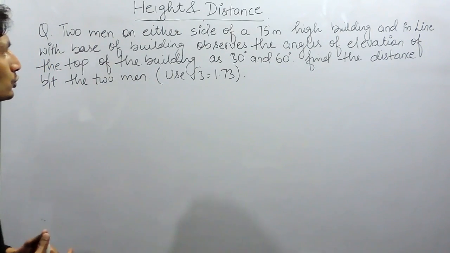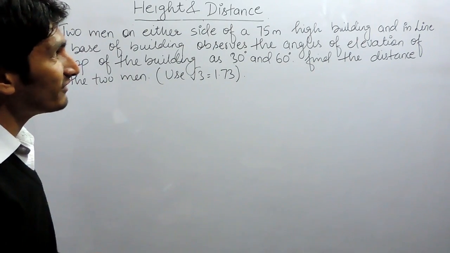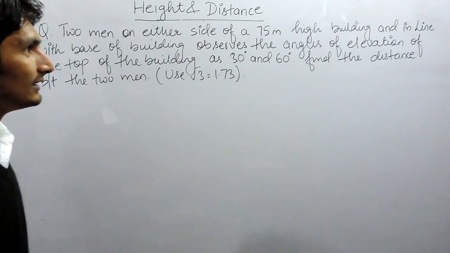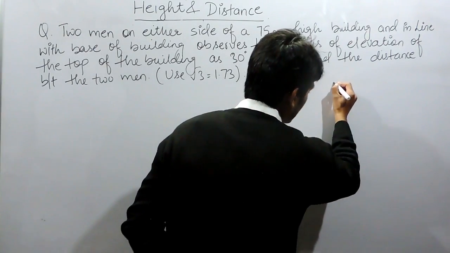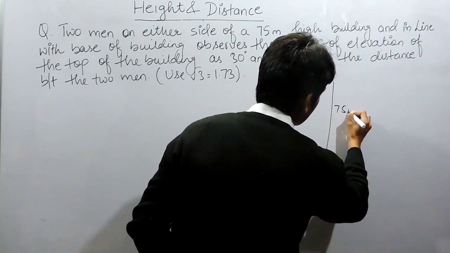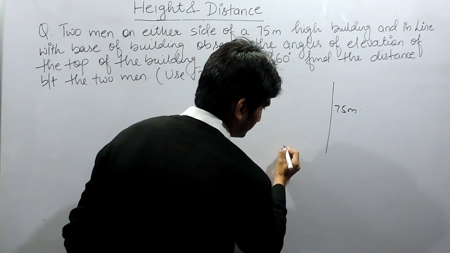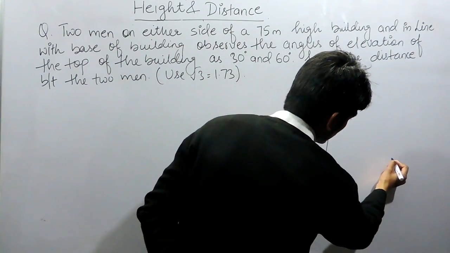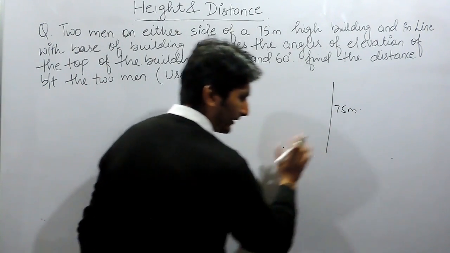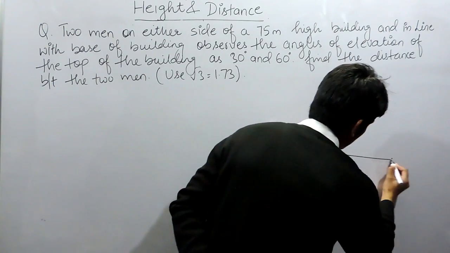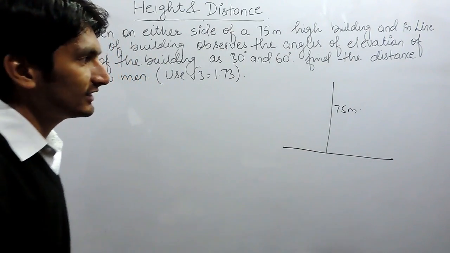The question says, two men on either side of a 75-meter high building and in line with the base of the building observe the angle of elevation of the top of the building as 30 degrees and 60 degrees. You have to find the distance between the two men. Means there is a building which is 75 meters high and there are two men standing on either side of this building, on the same horizontal line with this building.